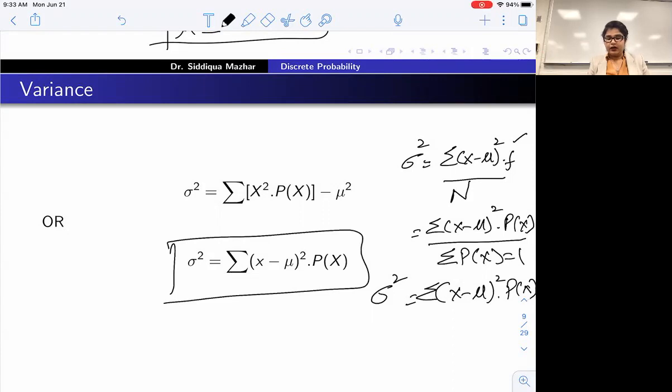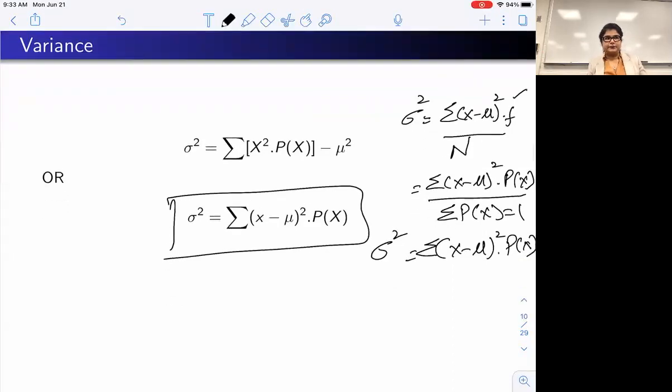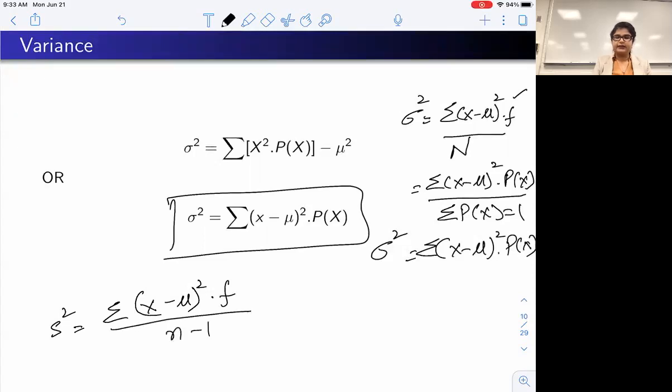But why are we not going to use the sample variance or sample standard deviation? The reason is, if you find sample variance, what was the formula for sample variance? Sample variance was the sum of (x minus mu) squared times f divided by n minus 1. This was the formula for sample variance for a frequency distribution, group data.